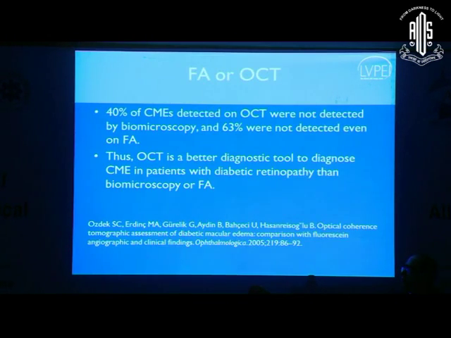Before the OCT came, this terminology of a petaloid pattern was very well established in fluorescein angiography, and fluorescein was considered the investigation of choice to look at the petaloid pattern. But since we now have OCT, there are many studies which have clearly shown that these cysts can be seen much better on the OCT compared to the fluorescein. So right now we consider OCT as our investigation of choice when we really want to differentiate the types of edema or specifically the cystoid spaces.